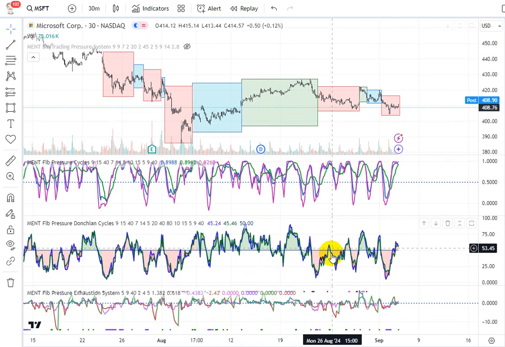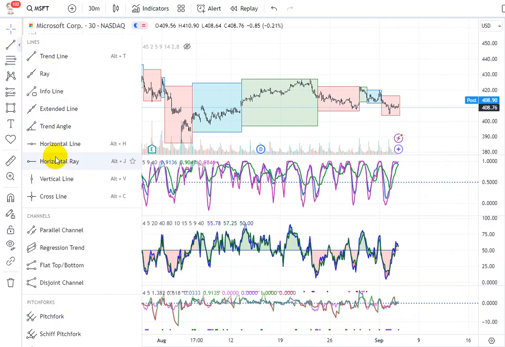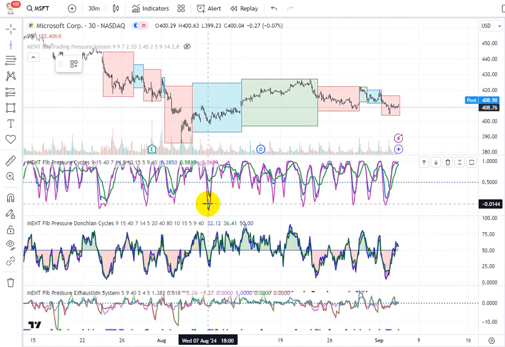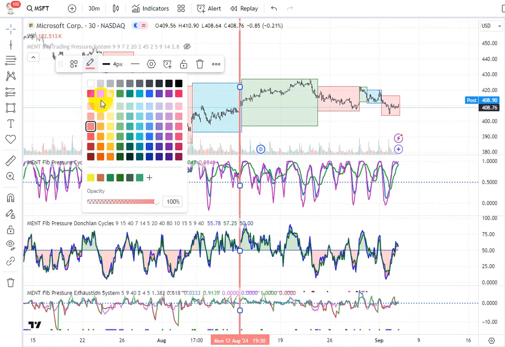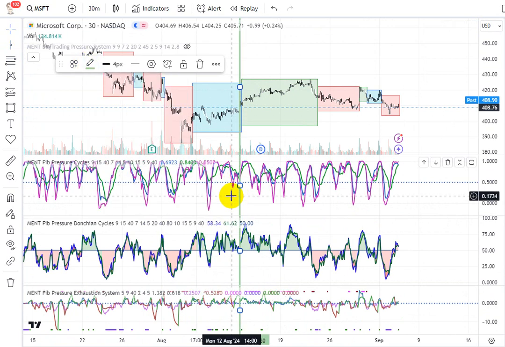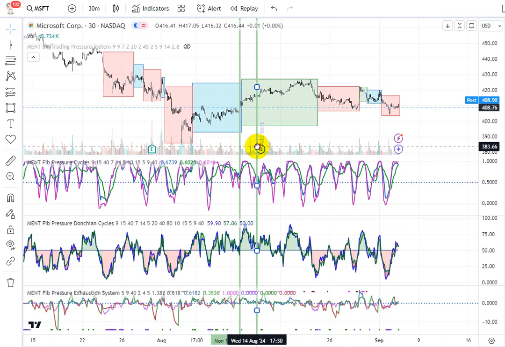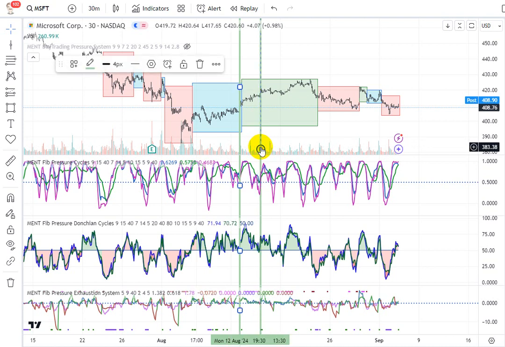But now look, we come in here, we add the cycles, whole other world. Cycle bottoms, look here, cycle bottoms, trying to get into our bullish mode. Cycle bottom, coming back over here.